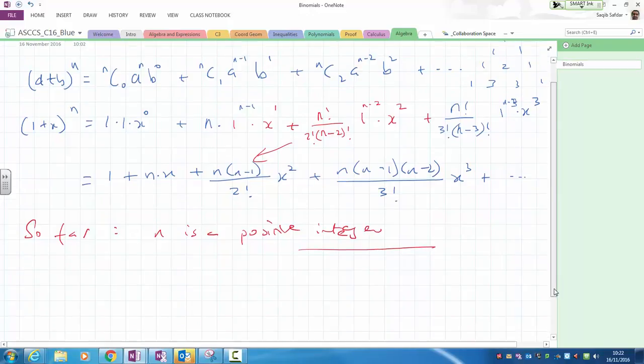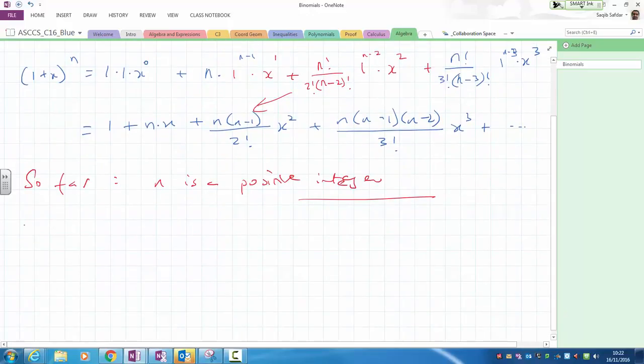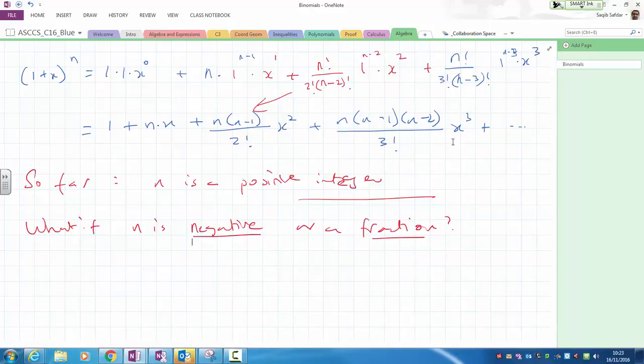Okay. All right. At A2, we're going to pose a question. What if n is negative or a fraction? So what if it's negative or a fraction? Will it still work? What's going to happen? And our answer to that is that it will work, but only under certain conditions. So let's just start by doing an example, and then we'll explore the conditions.